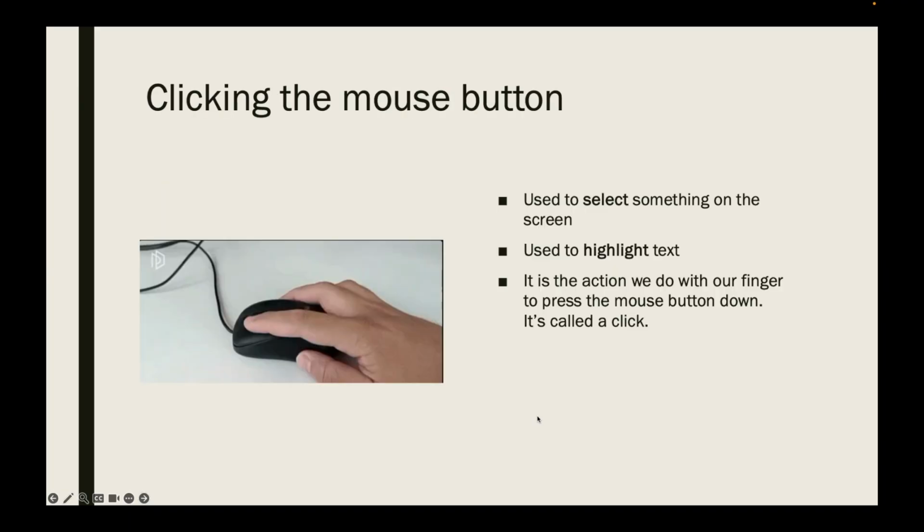Now, how we use the mouse is by clicking. This goes very quickly, but it shows you what I mean. This action here, when we are pressing down on the mouse, is actually what we call clicking the mouse button. So when I say left click or right click, I mean you're clicking the button on the left hand side of the mouse or the right hand side of the mouse.